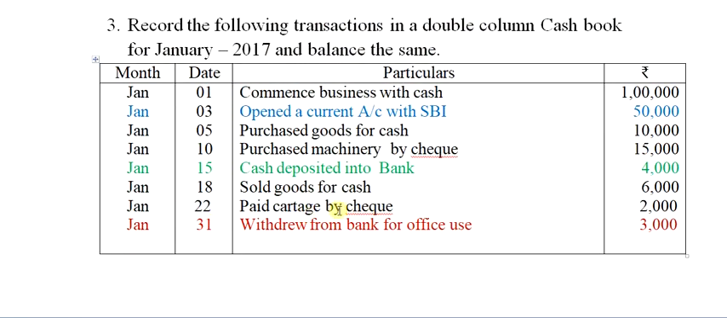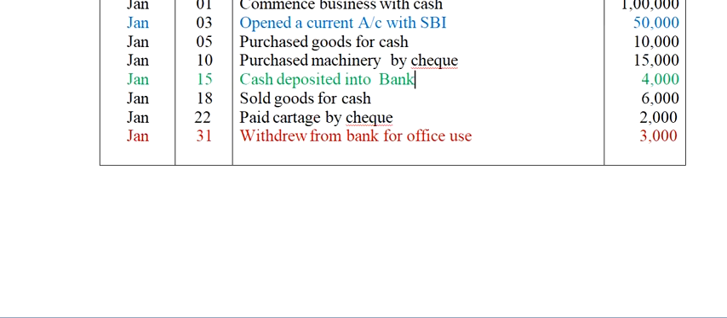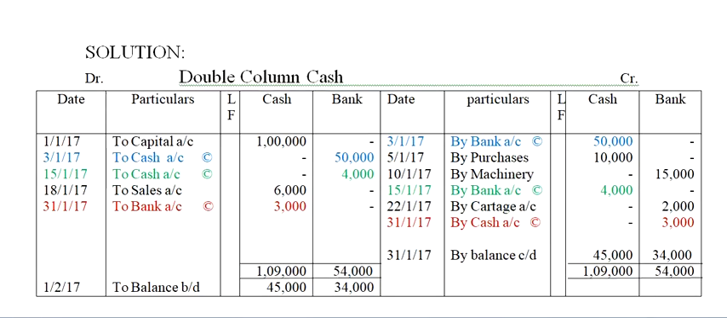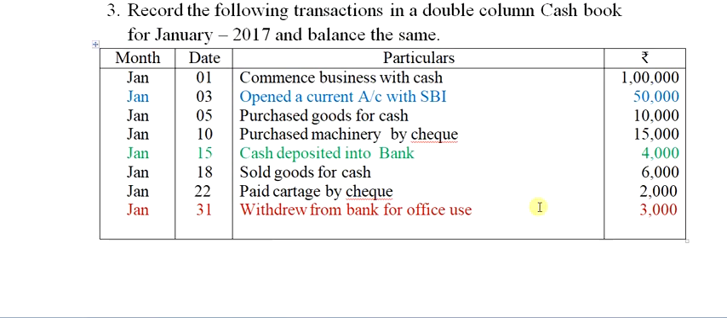Jan 22nd, paid cartage by check rupees 2,000. When we pay the cartage, what happens? Our bank balance reduces. Through check we are paying, so our bank balance reduces. So it should be taken under which side? Under the credit side. By 22nd/1/2017 by cartage account 2,000. What balance is reducing here? Bank balance is reducing.